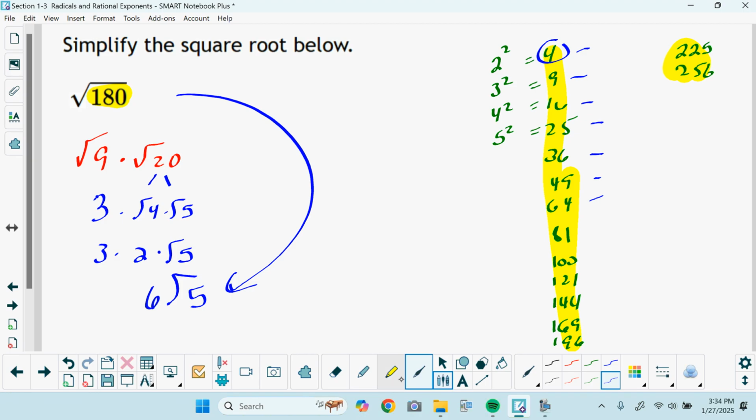A majority of the time, about 80% of the factors that will reduce a square root are one of those numbers right there. So you don't have to check too much.